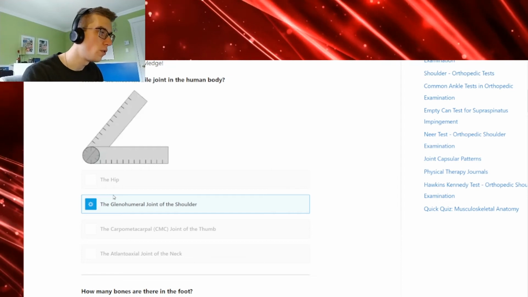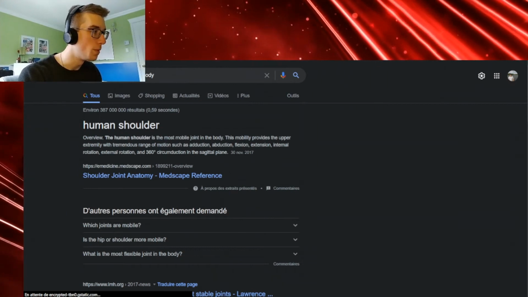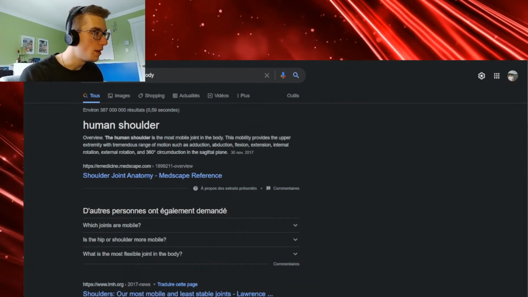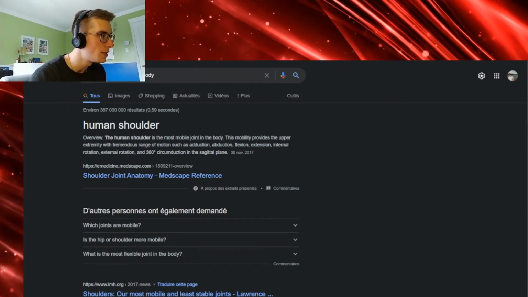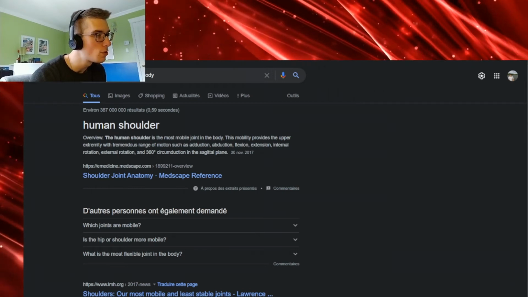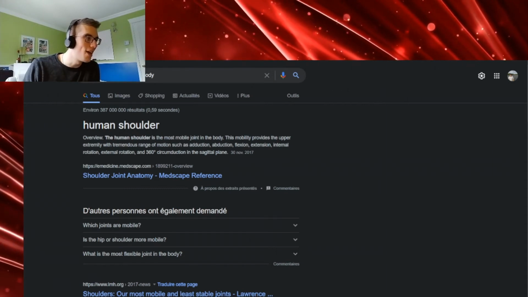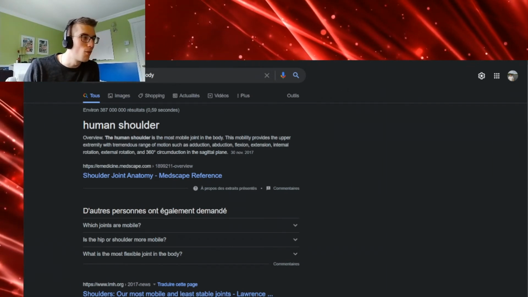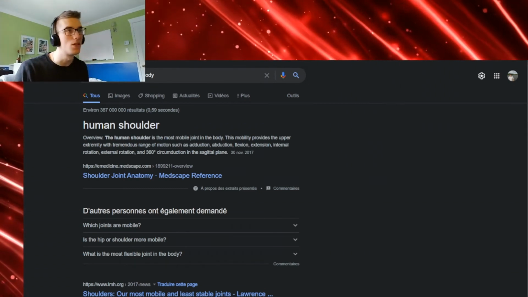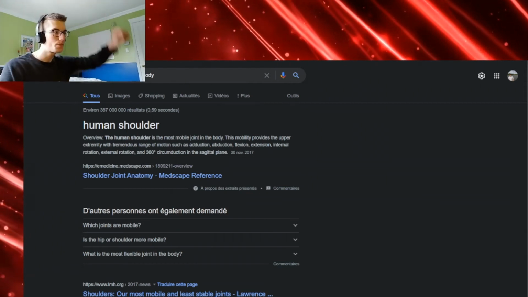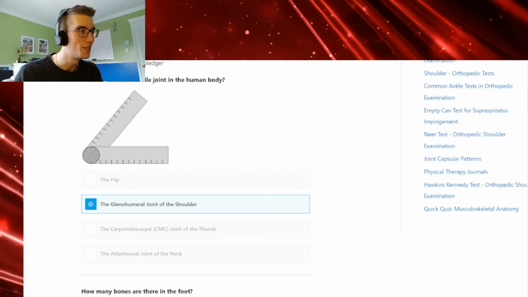I said the glenohumeral joint of the shoulder. And the answer is the human shoulder. They say on the internet, the human shoulder is the most mobile joint in the human body. This mobility provides the upper extremity with tremendous range of motion, with, just as I said, adduction, abduction, flexion, extension, internal rotation, external rotation, and 360-degree circumduction. So it's a round circle in the sagittal plane. Wow. So it's the good answer.